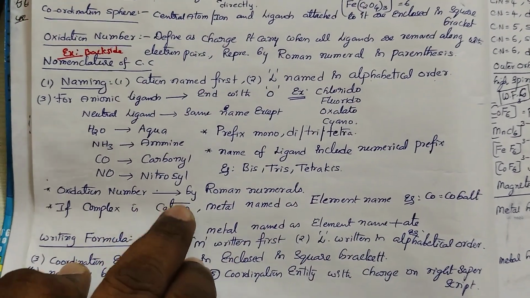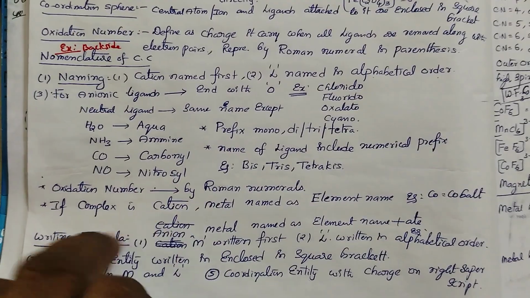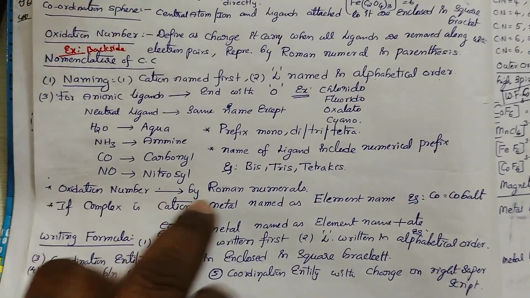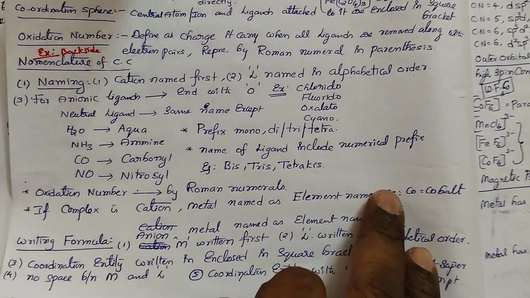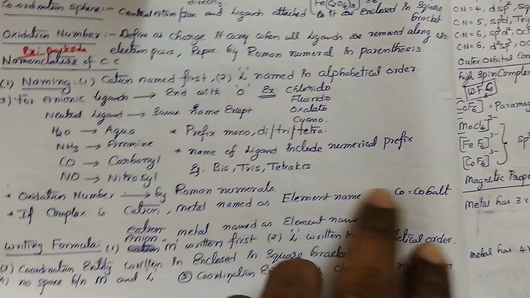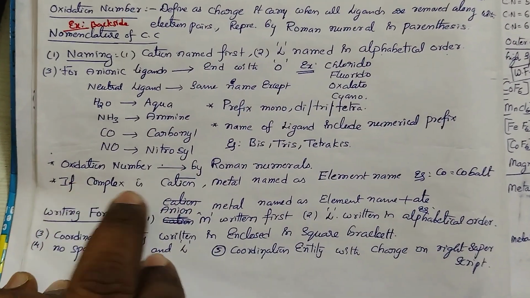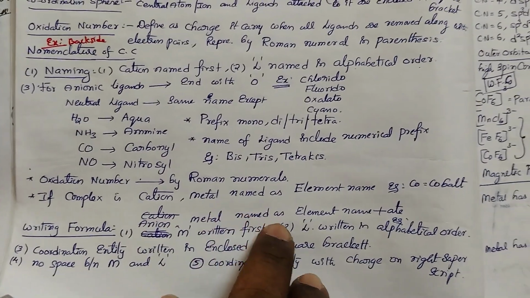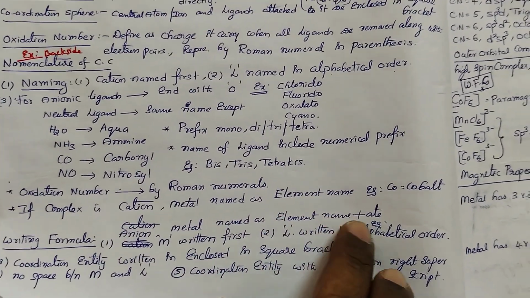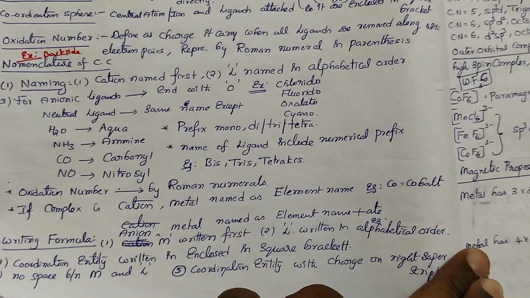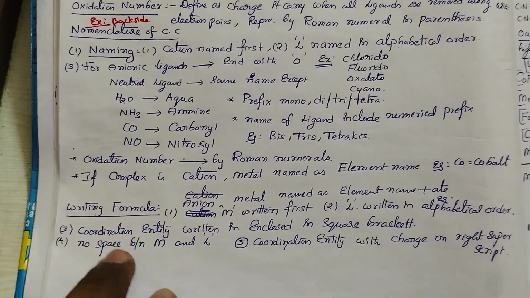If the complex is cationic, the metal is named with the element name only. For example, cobalt means cobalt only. If the complex is anionic, the metal is named with the element name plus ate. Cobalt becomes cobaltate.